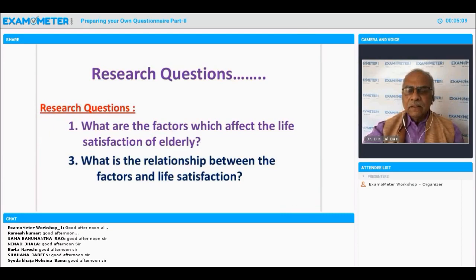The immediate thing we have to keep in mind is the research questions for the research study. We'll take two. What are the factors which affect the life satisfaction of elderly? What is the relationship between the factors and life satisfaction? These are the two research questions which we'll have to keep in mind while preparing our questionnaire.